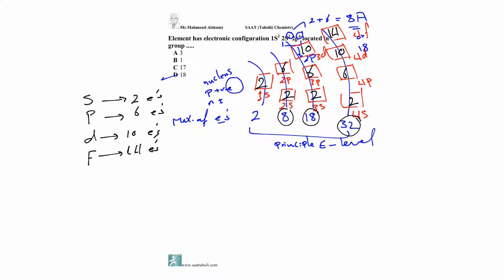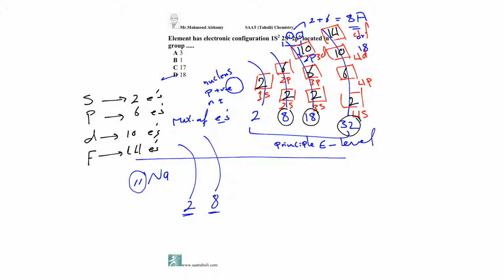For example, you have the sodium element. Sodium has 11 electrons orbiting around the nucleus, and its atomic number is 11. So I'm going to distribute the 11 electrons around the nucleus: the first level occupied by 2, and the second occupied by 8. So I put 2 here and then 8. This is the maximum for each level. So what's left from 11? This is 1. So the last orbit is occupied by 1 electron, and this is called the valence electron.